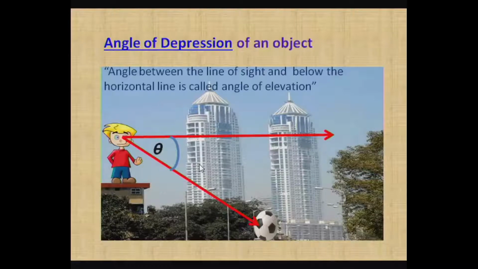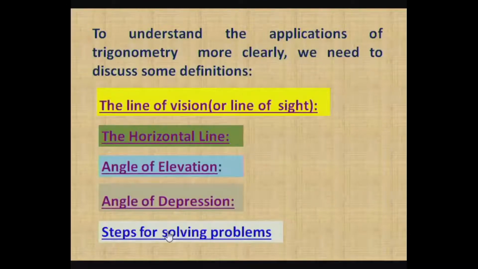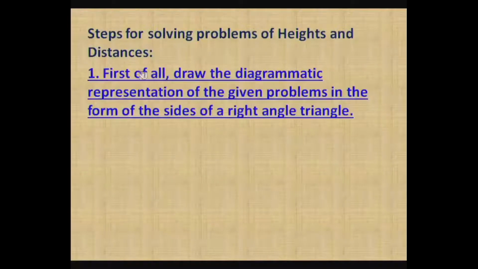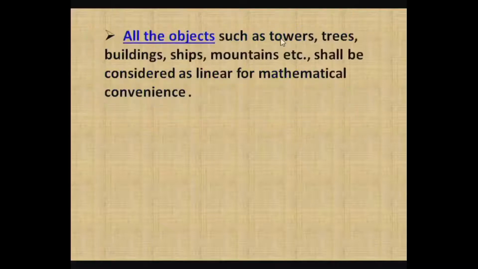See, these are the steps for solving heights and distances problems. First of all, draw the diagrammatic representation of the given problem in the form of sides of a right angled triangle. All the objects such as towers, trees, buildings, ships, mountains, etc. shall be considered as linear or straight lines for mathematical convenience.